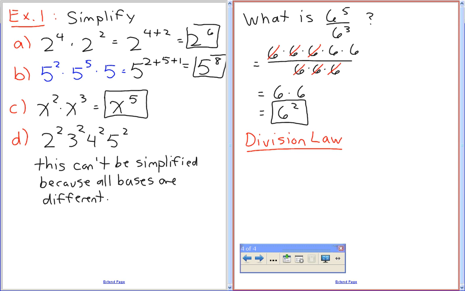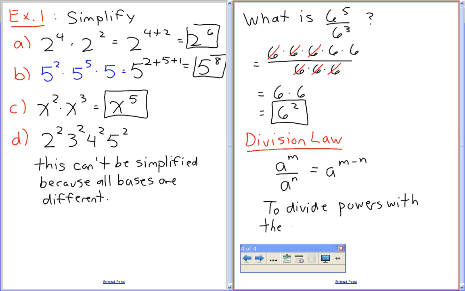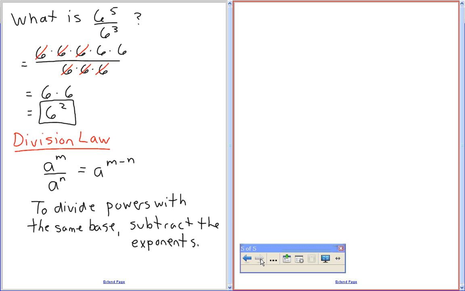Okay, so what the division law says is a to the m over a to the n equals a to the m minus n. And I'm going to say, to divide powers with the same base, subtract the exponents. Okay. Real example 2. And then you're up.